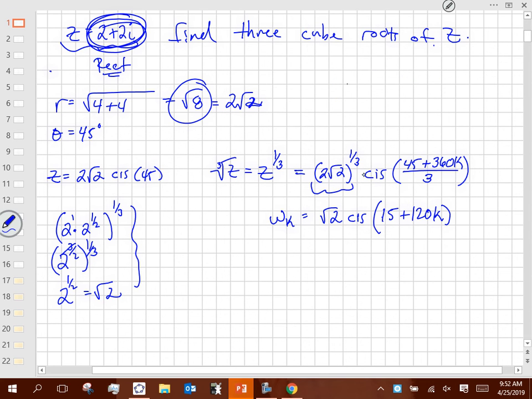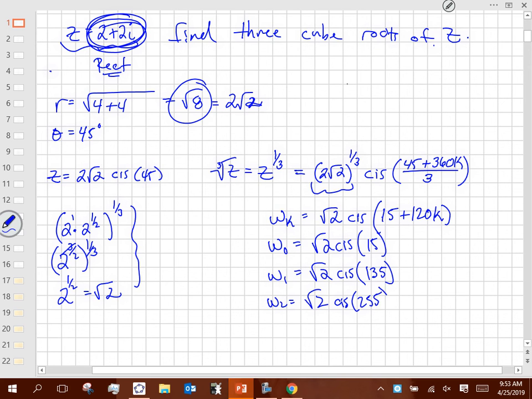So now, all I did here is I just took 45 divided by 3, gave me 15, right? 360 divided by 3 gave me 120, right? So this is my formula for finding my nth roots. So W sub 0 would go radical 2 cis 15, right? W1 is going to be radical 2 cis of 135. And then W2 is going to be radical 2 cis 255.